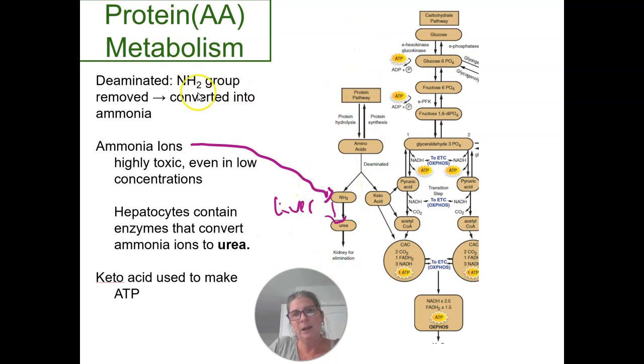Now, once you take that amino group off, there's still a whole chunk of the amino acid, and they call that a keto acid, not a ketone, a keto acid. And then just notice that it can be used to make ATP as well. It can go into glycolysis or into the citric acid cycle. So we can burn protein for energy.